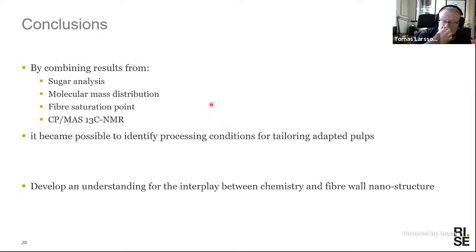And also what came out of this, I would say, is that I think it's important that we develop an understanding of how the chemistry we use during processing or isolation, or whatever you want to call it, interacts with the fiber wall nanostructure. It is a rather open and unexplored field, which I think deserves attention.